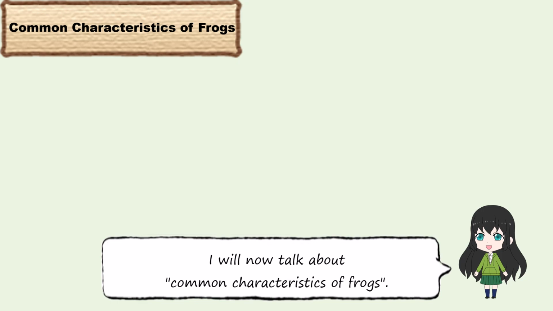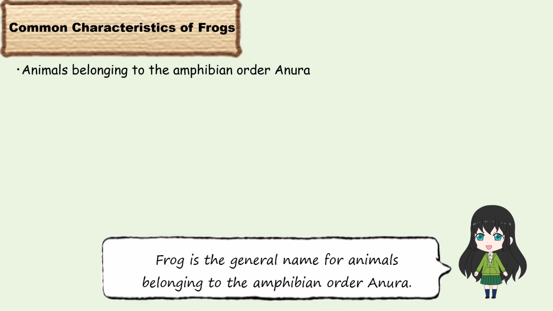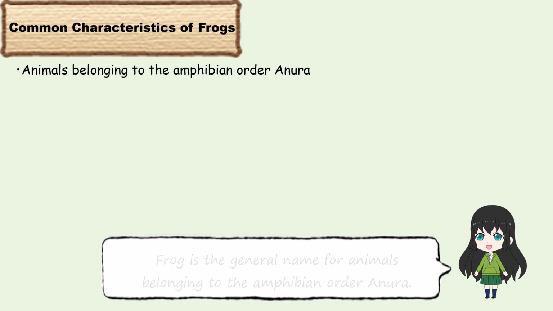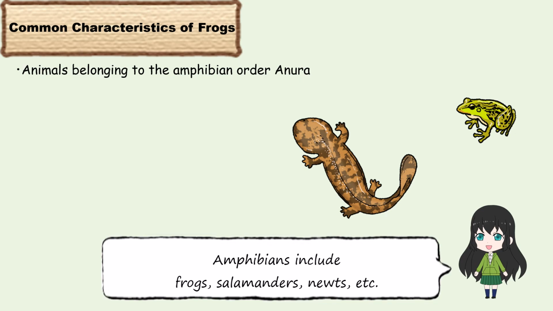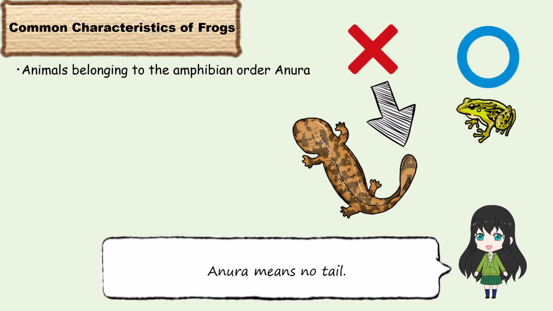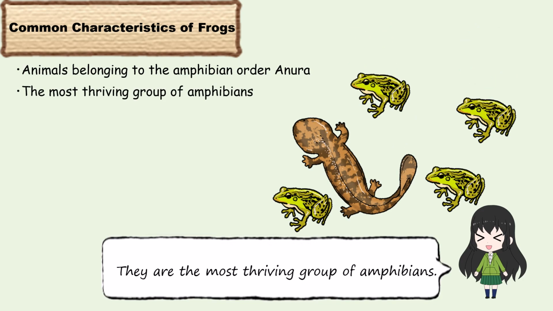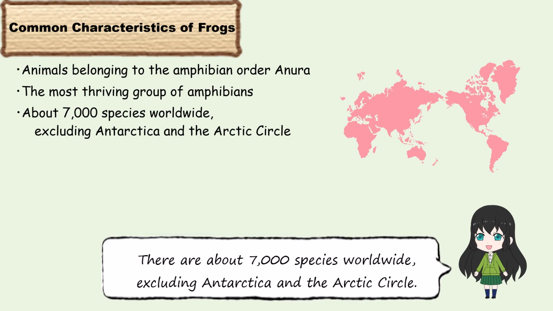I will now talk about common characteristics of frogs. Frog is the general name for animals belonging to the amphibian order Anura. Amphibians include frogs, salamanders, newts, etc. Anura means no tail. They are the most thriving group of amphibians. There are about 7,000 species worldwide, excluding Antarctica and the Arctic Circle.